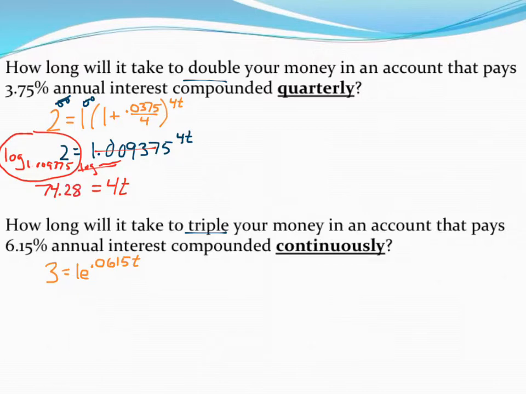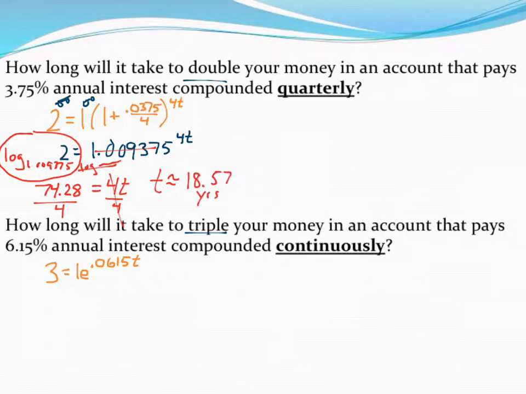Now remember, use as many decimal places as you can. I'm going to round off what I write down. However, in my calculator I would probably leave that full number so that when I divide by 4 I can be as accurate as possible. So when I do that, it turns out that the time it will take to double my money is approximately 18.57 years to do that.